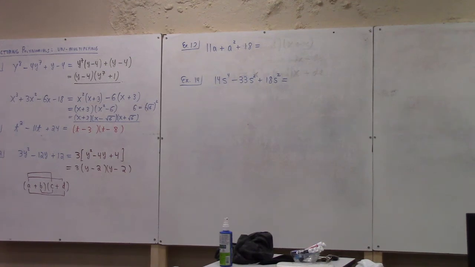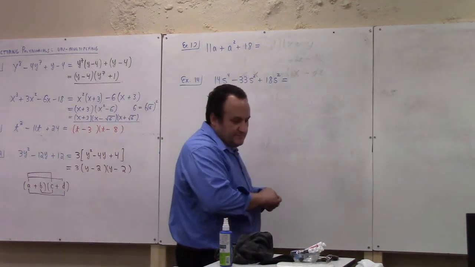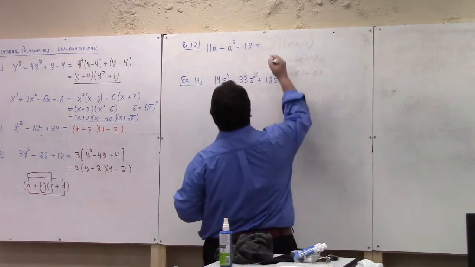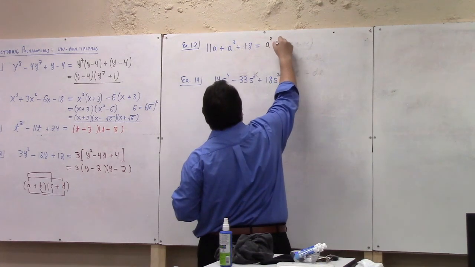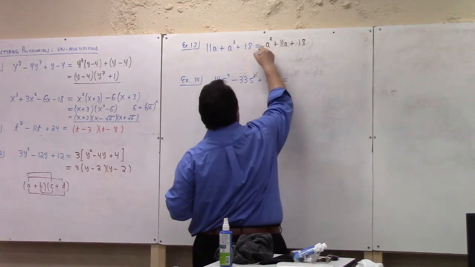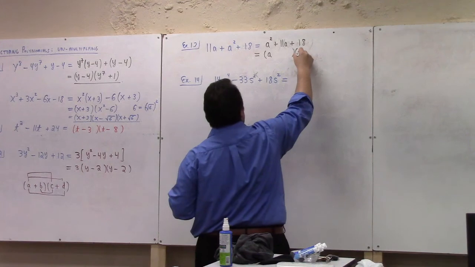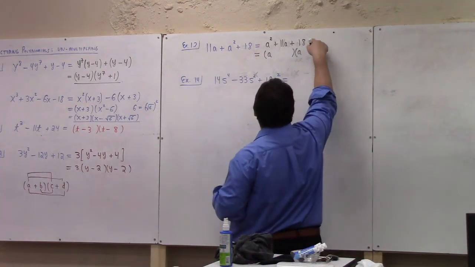Okay, how about the next one? So first of all, this next one here, come on, write it in the right order, right? a squared plus 11a plus 18, right? So that's a, and how do we get 18?